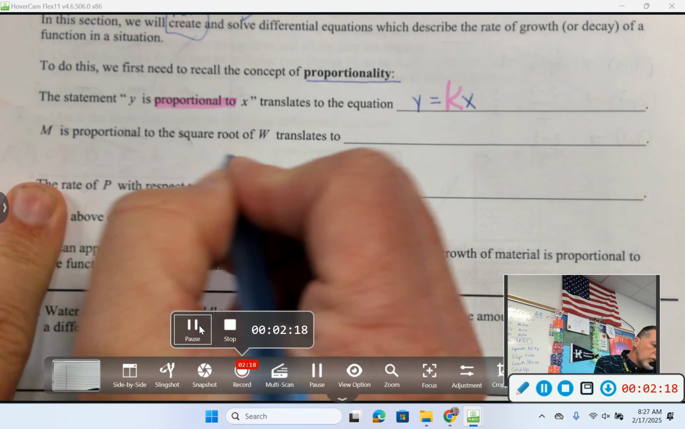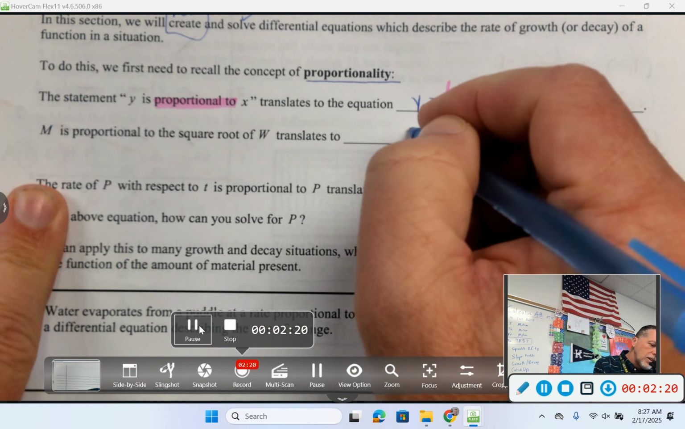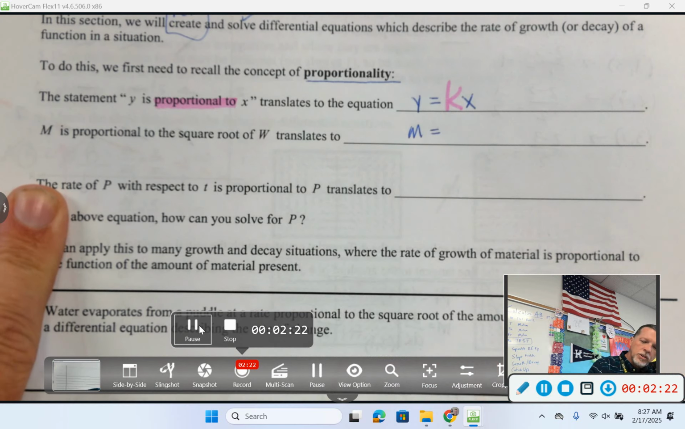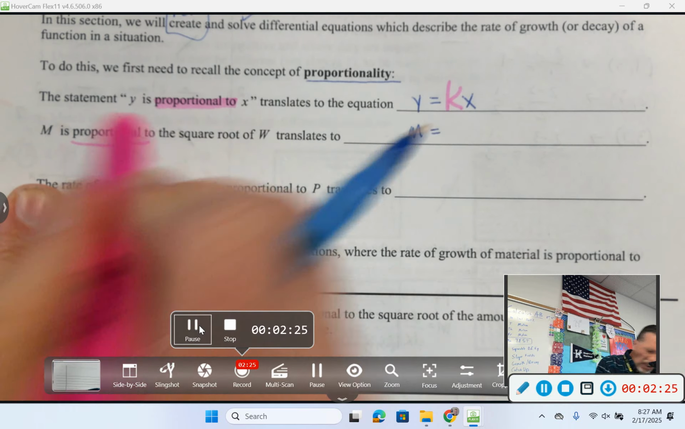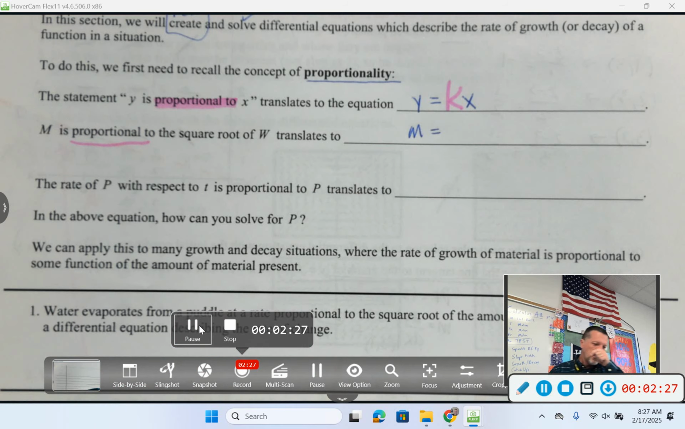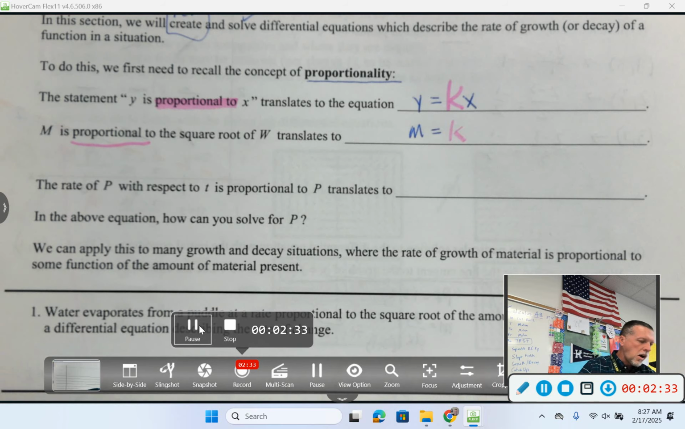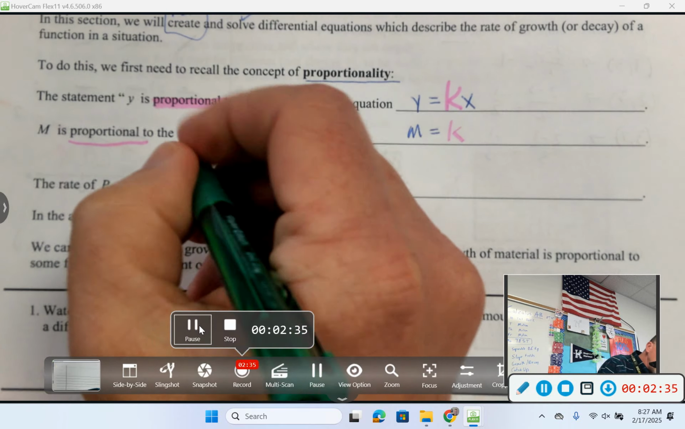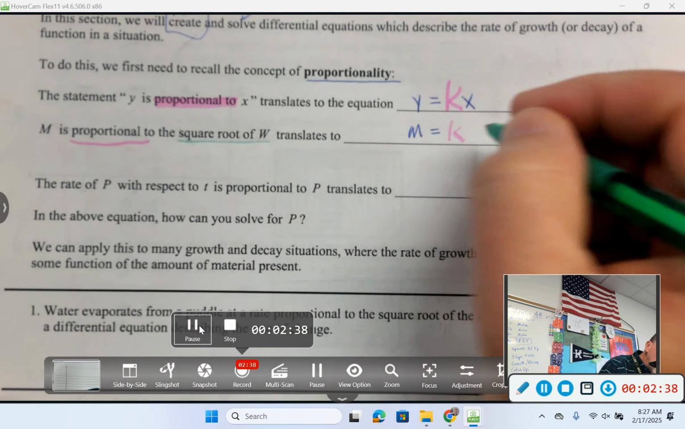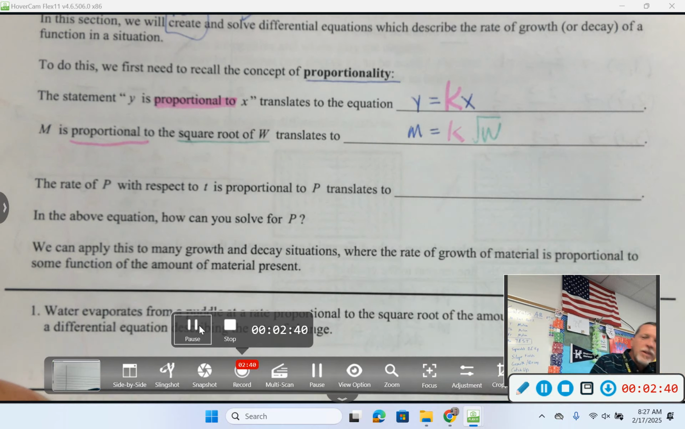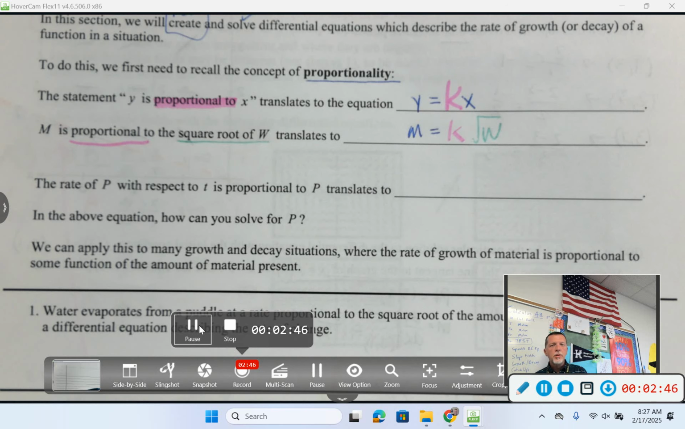m is proportional to the square root of w. So m equals, thank you, proportional to, so that's k. How about the square root of w? It's the square root of w. So is proportional to means stick a k in there.